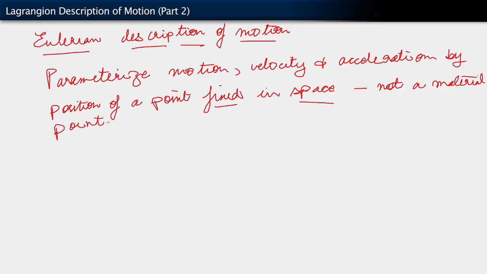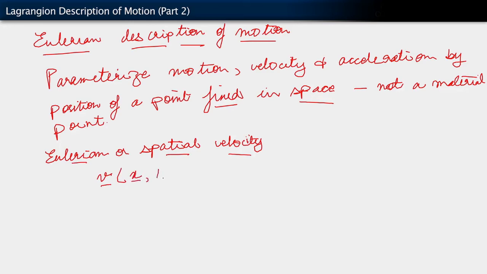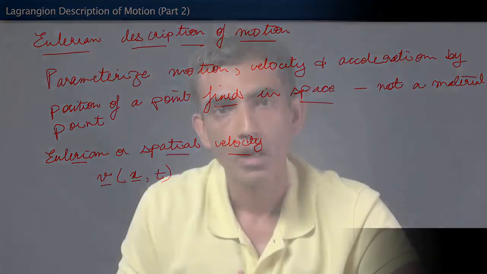Okay? Consequently, we have our Eulerian or spatial velocity, okay, which we will denote as little v, okay, now parameterized by little x, the spatial position and time. Importantly, this Eulerian velocity is the same as our Lagrangian velocity. The vector is the same. It is just a matter of how we are describing it.